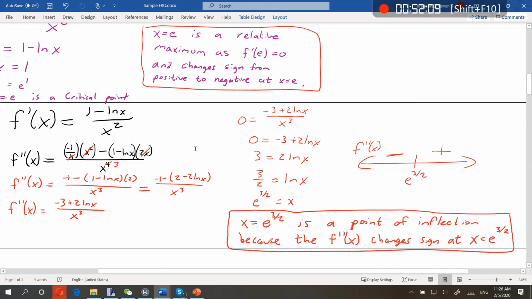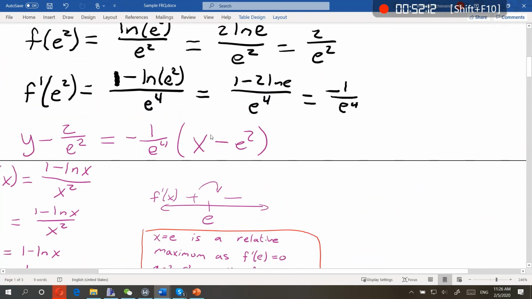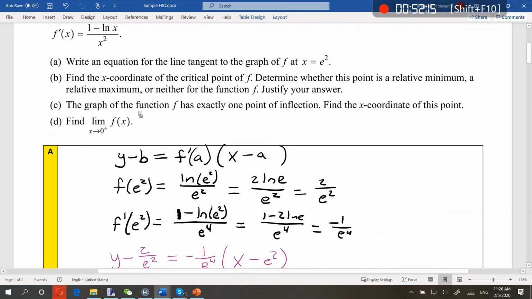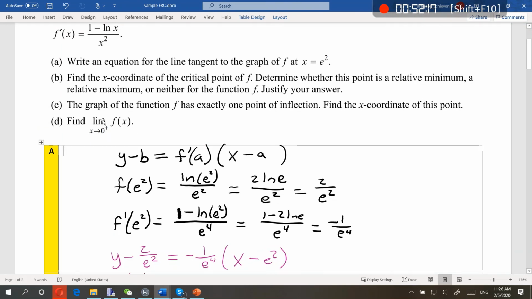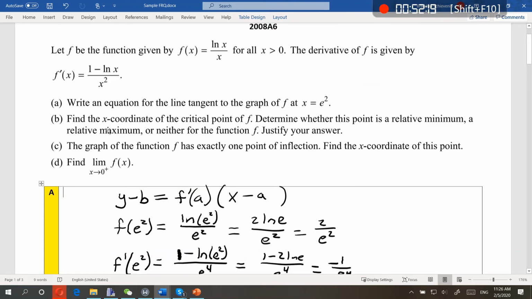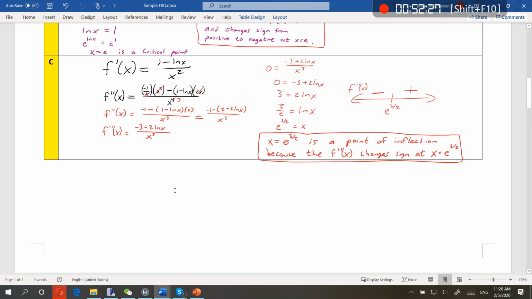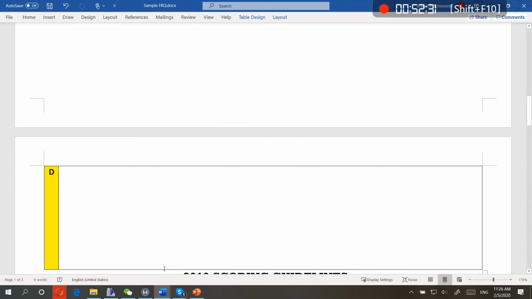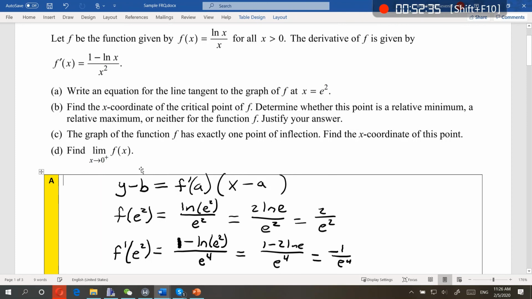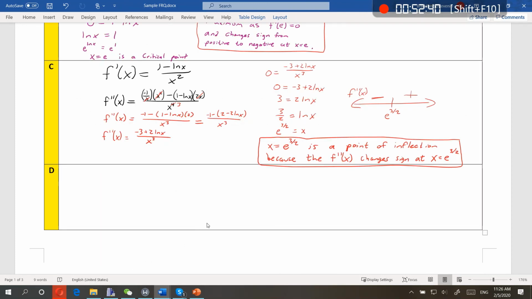Last one, part D. Ooh, that's fast. Find the limit as x approaches 0 from the right of f of x. Okay, so I just need to copy f of x, then, which is ln x over x. So we want... if I can get this in one page or not. There we go. Okay, we are taking the limit as x approaches 0 from the right of the natural log of x over x, that was f of x.